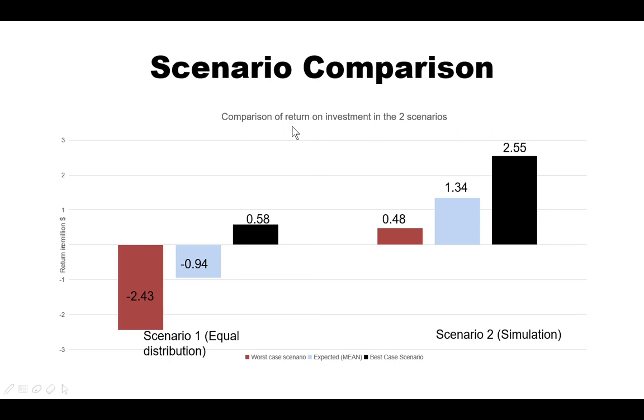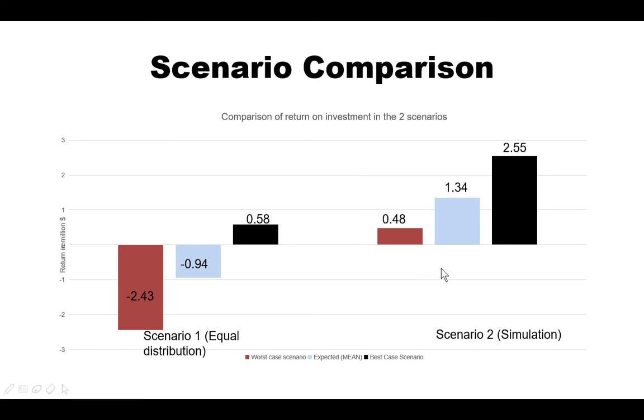So these were the results of the two models. For the first model, this is the worst case scenario, this is the average case scenario, and this is the best case scenario. For the average case scenario, we can see that we will be under loss and we will lose $0.94 million. So this is not a favorable model.